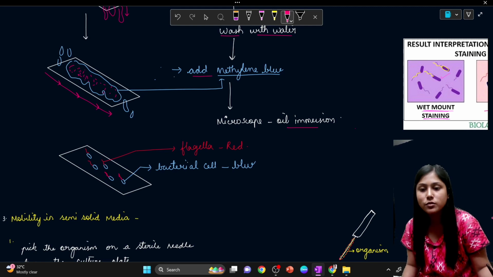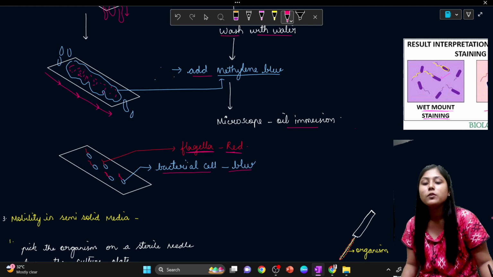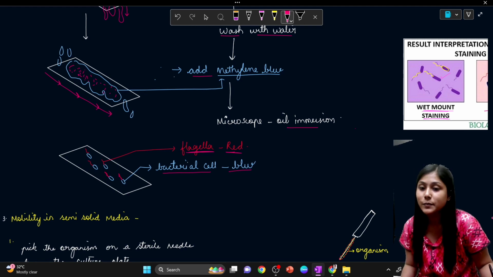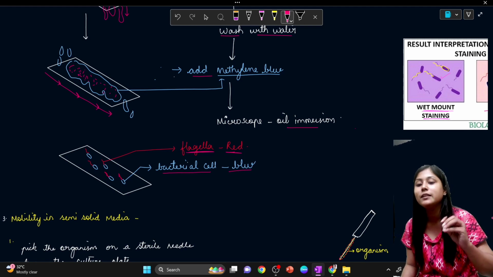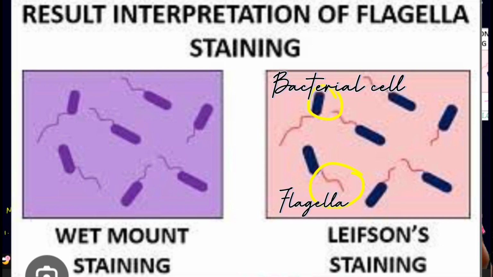Now when you look in the microscope, you will see that the flagella appears in red and the bacterial cell appears in blue. Just because we are using a counter stain here, that is methylene blue, we can easily differentiate between the bacterial cell and the flagella, because flagella will appear red in color and the bacterial cell will appear blue in color. So this is how it appears in the Leifson method.